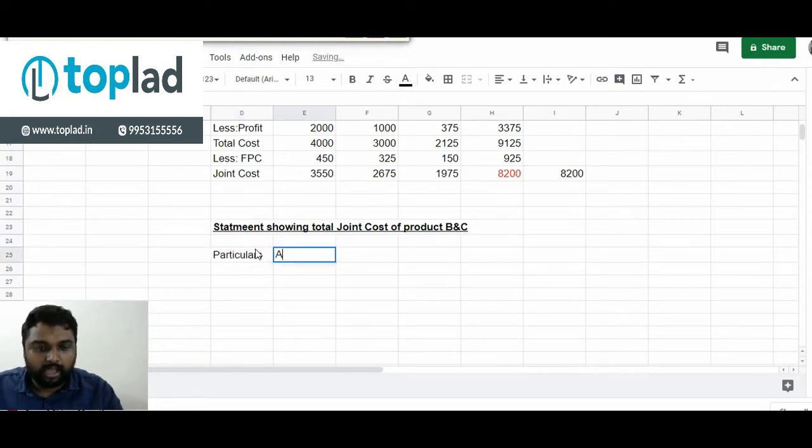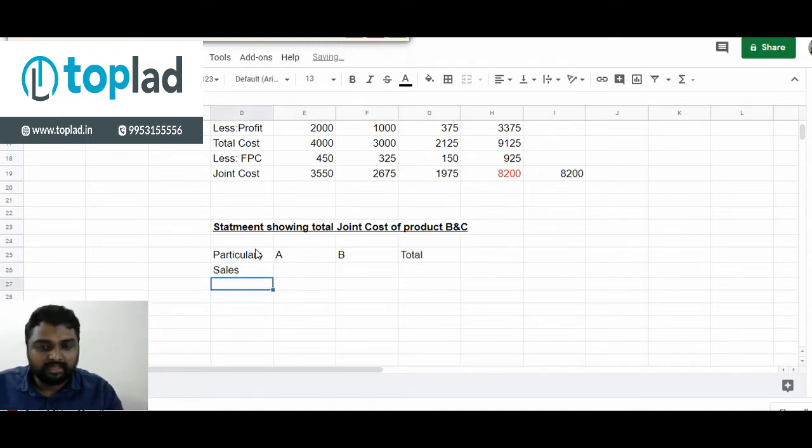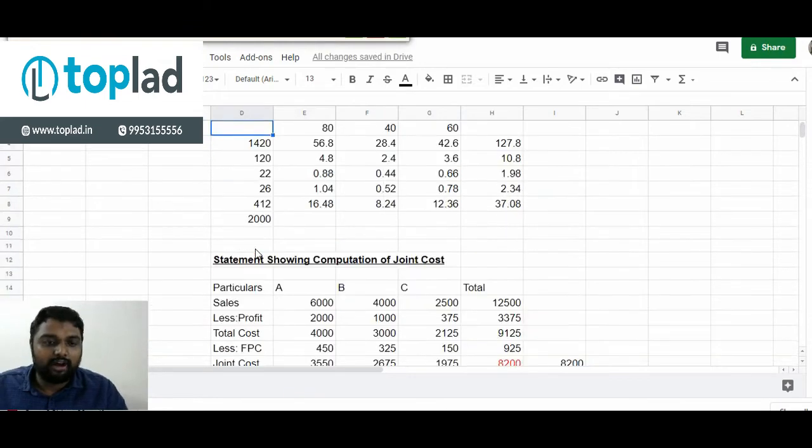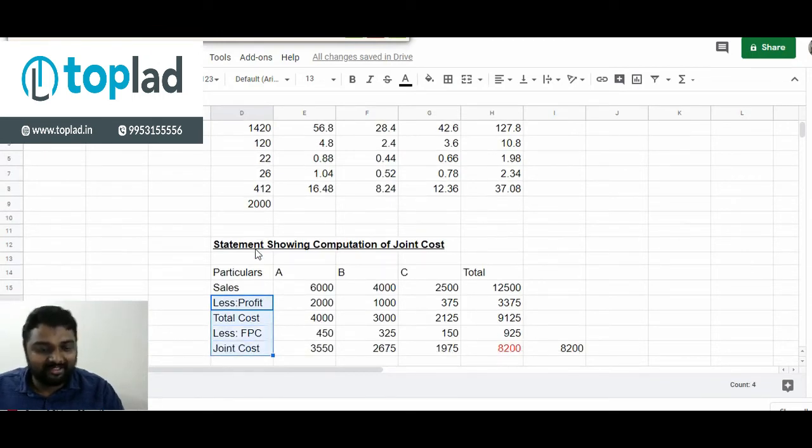We have A, we have B, we have to take one total column. What is the sales of A? Sales of A, the same thing. I don't even want to write again. We have sales less profit. I hope we can write here itself. The equation we can also use the same.